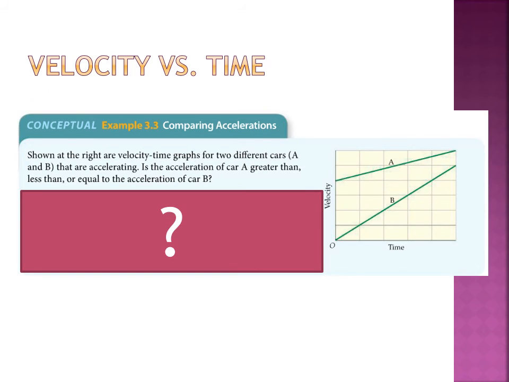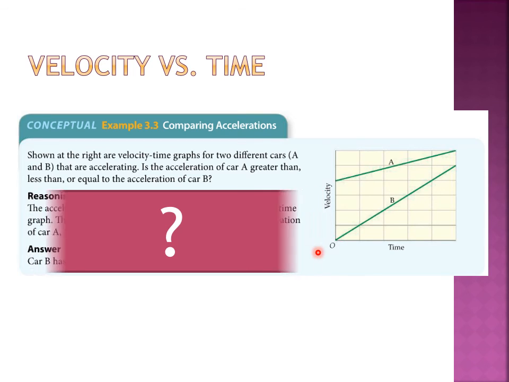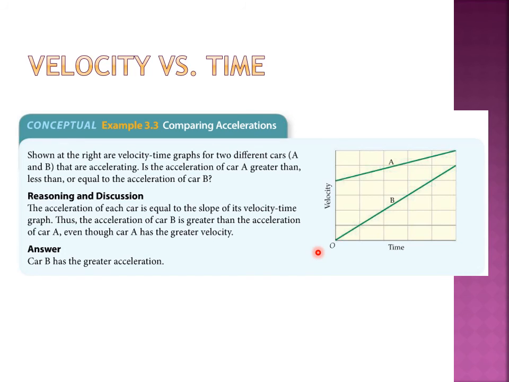Shown at the right are velocity time graphs for two different cars, A and B, and they're both accelerating. Is the acceleration of car A greater than, less than, or equal to the acceleration of car B? If you said that A had more acceleration, you would be wrong. It's B, because B has a steeper slope, and the slope of a velocity time graph tells you how much the acceleration is. A is moving faster than B, but B is speeding up at a faster rate.